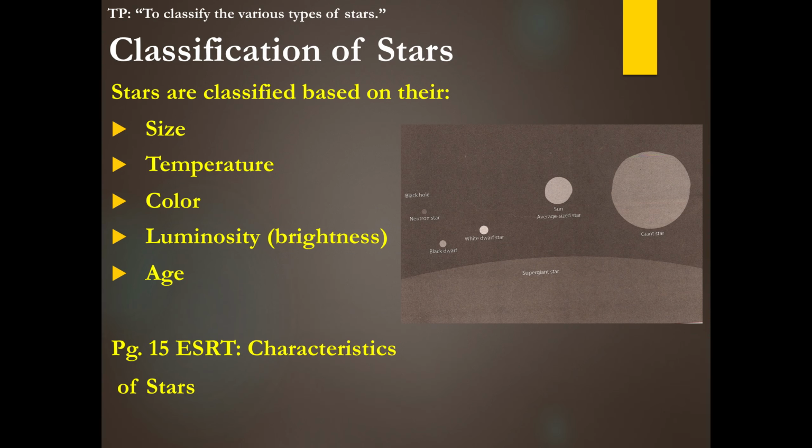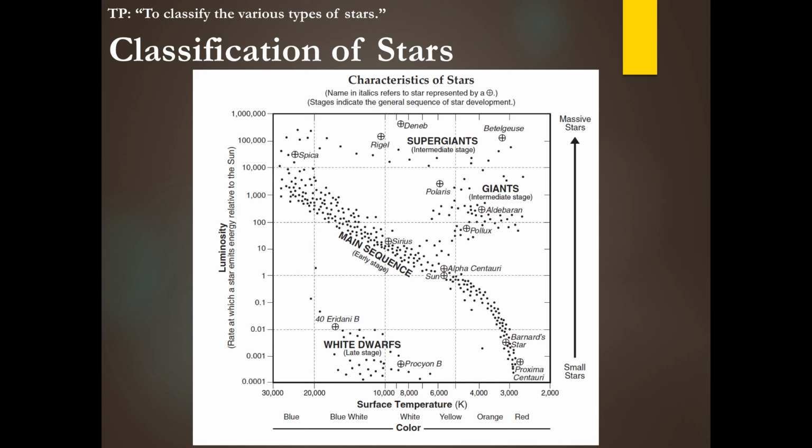Stars are classified based on their 1. Size, 2. Temperature, 3. Color, 4. Luminosity, its brightness, 5. Its age. And this is all found on page 15 of your ESRT. On page 15, we have different ages. We have the earliest stage, the main sequence. We have an intermediate stage for our giants and supergiants. We have our late stage stars, which are white dwarfs.